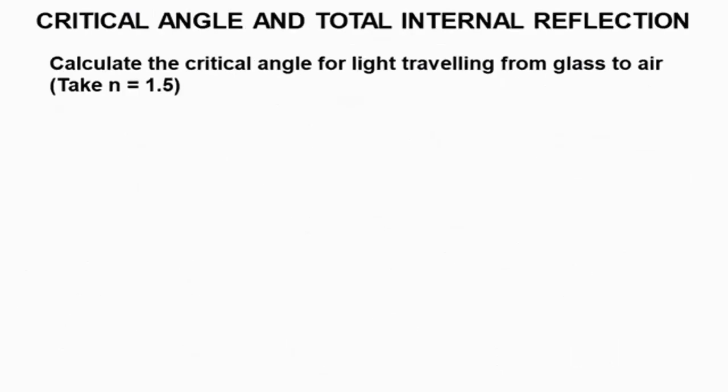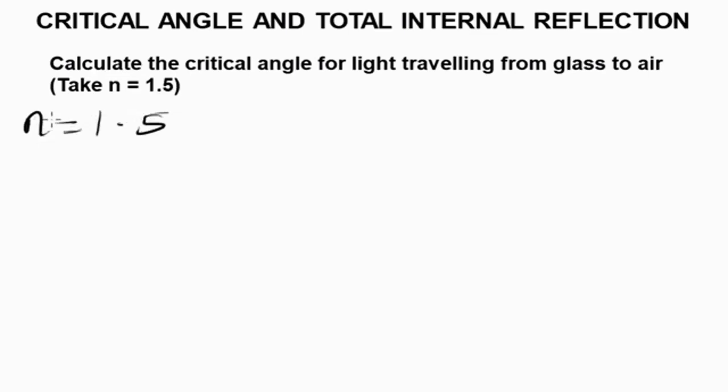In this video, we're going to look at the concept of critical angle and how it causes total internal reflection. We look at how to do basic calculation involving critical angle. We also look at the relationship between critical angle and refractive index. So let's look at this question I have here and solve it together. The question says calculate the critical angle for light traveling from glass to air. We are given the refractive index n to be 1.5.